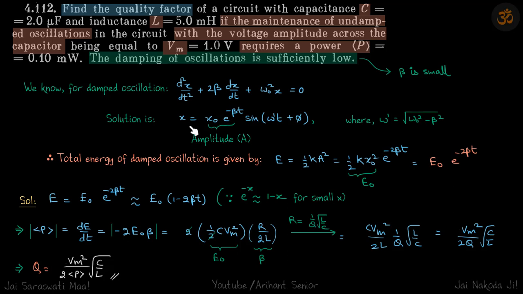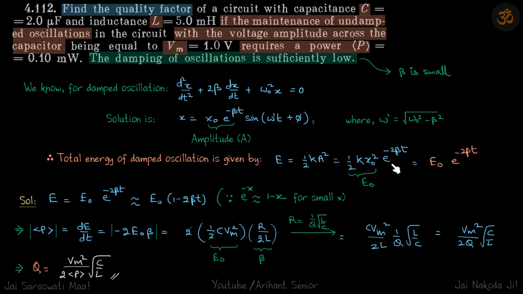So similarly, the energy of the damped oscillation, the total energy, can be written in the form of half K A square. A is the amplitude of some quantity, because all those quantities, current, charge, their amplitudes, are proportional to each other. So amplitude will be of the form x naught e raised to power minus beta t. So when you put that and square it, it will be of this form.